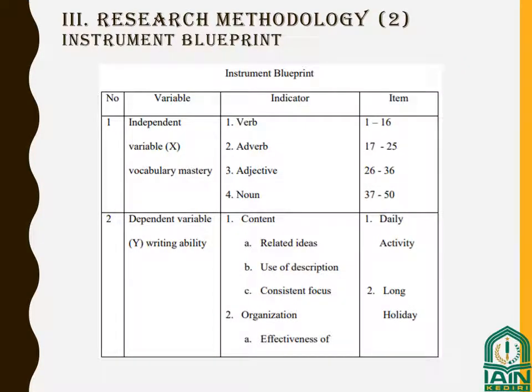Next is the research methodology part 2 about the instrument blueprint. There are columns: one is number, and then variable. There is independent variable X about vocabulary mastery and dependent variable Y about writing ability. And the indicators of variable X are verb, adverb, adjective, noun. The verb is item number 1 until number 16, and so on.